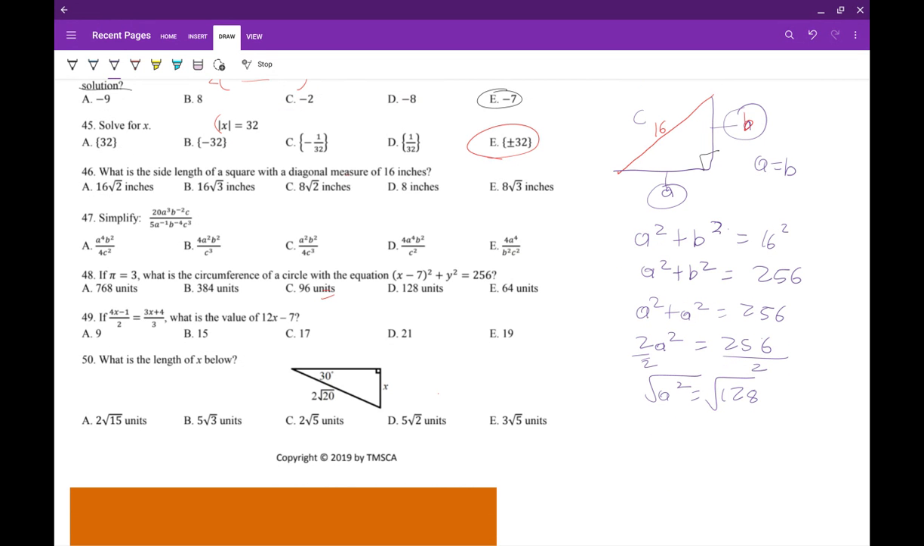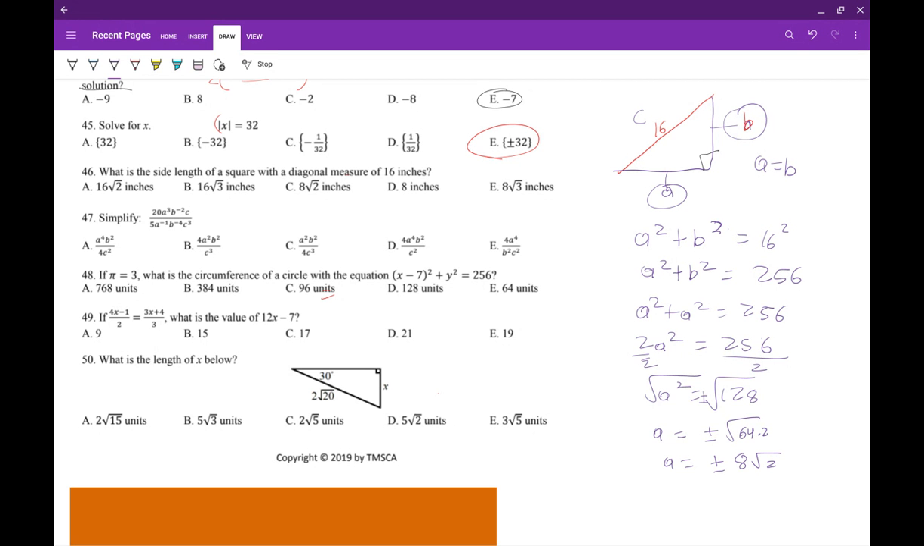Okay? But it's plus or minus on the other side. Whenever you take the square root, it's going to be plus or minus. So you have a is equal to plus or minus the square root of 128. 128 is going to be 64 times 2. And because 64 is 8 squared and we're multiplying inside, you have a is going to be equal to plus or minus 8 times the square root of 2.